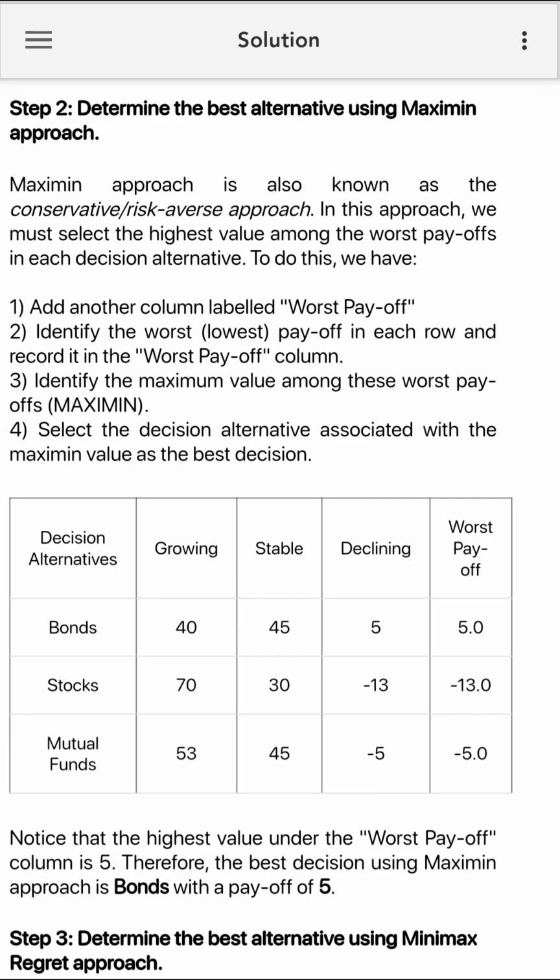We do the same process for the next succeeding rows and find that the worst payoff in these rows are -13 and -5, respectively. Now, among these 3 worst payoffs, we select the highest value, which in this case is equal to 5. As a result, our best decision using Maximin approach is to invest in bonds. In essence, the Maximin approach is tailored for decision makers with a highly pessimistic or conservative outlook. It opts for the alternative offering the maximum payoff, operating under the assumption that the most unfavorable conditions will materialize.